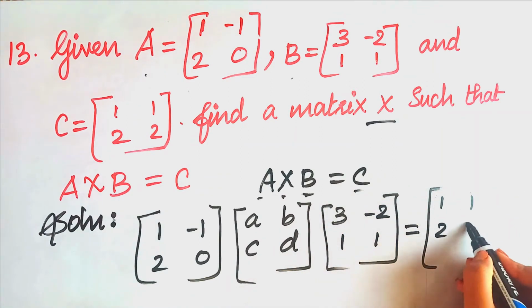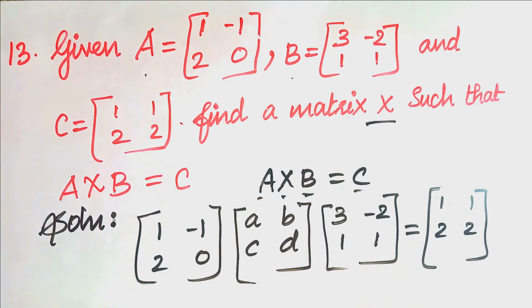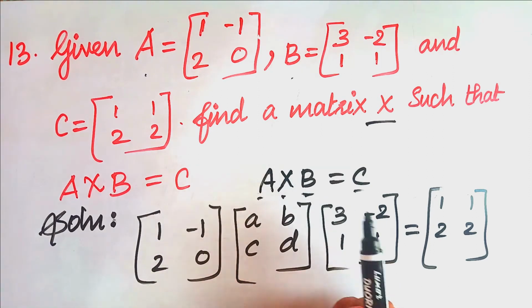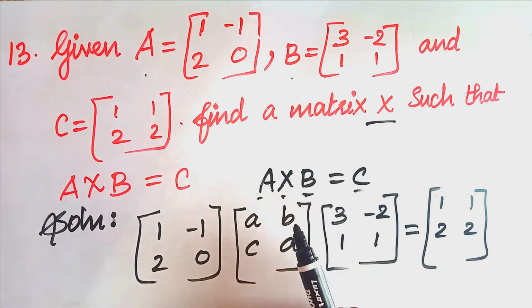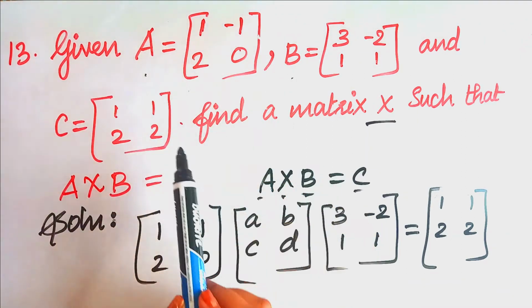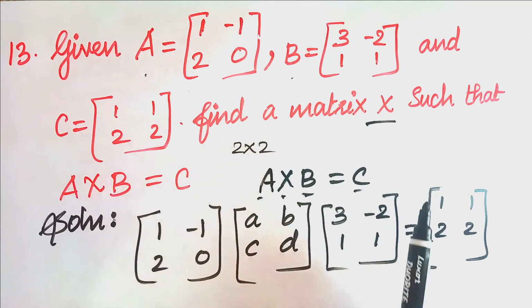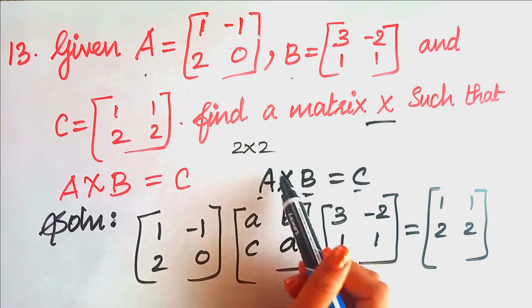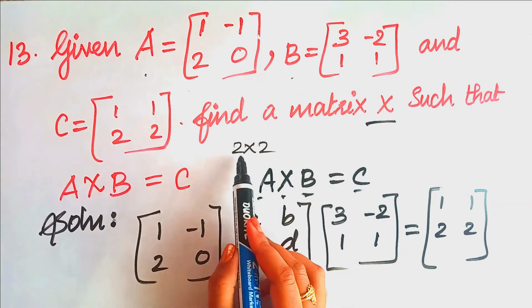1 1 2 2. So these are the values. What we have done is substitute A here, and in the place of X we don't know the value, but we know that it's a 2 cross 2 matrix, right? Because here A, B and C are 2 cross 2 matrices, so X will also probably be a 2 cross 2 matrix.